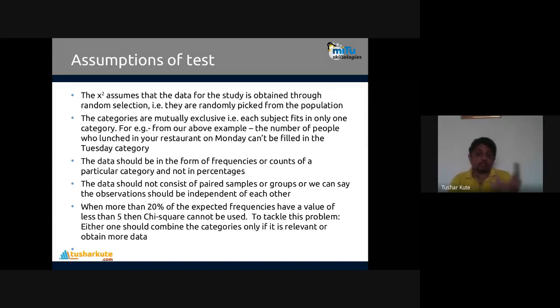If frequencies are less than 5, then we cannot use the chi-square test. So to tackle this problem, either one should combine the categories only if it is relevant, or obtain more data. Let's say for the 7 to 8 category, only 2 people are there. Frequencies are 2. Not possible. So we can combine multiple categories.